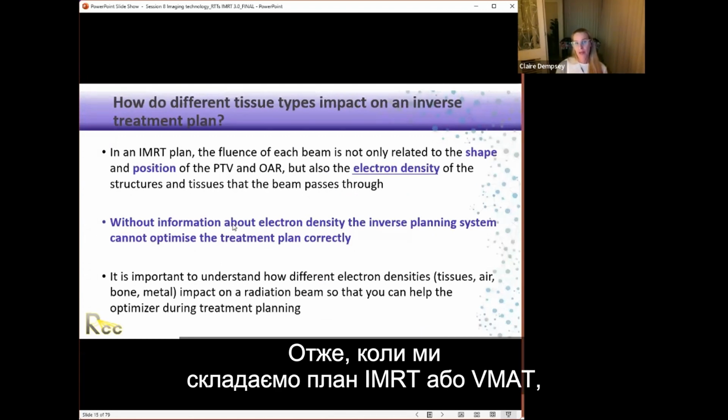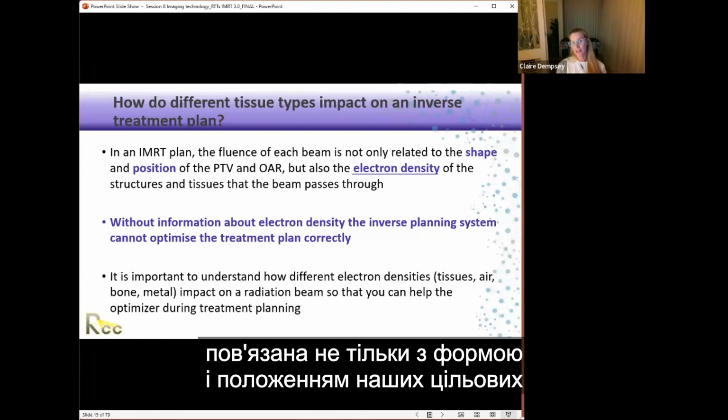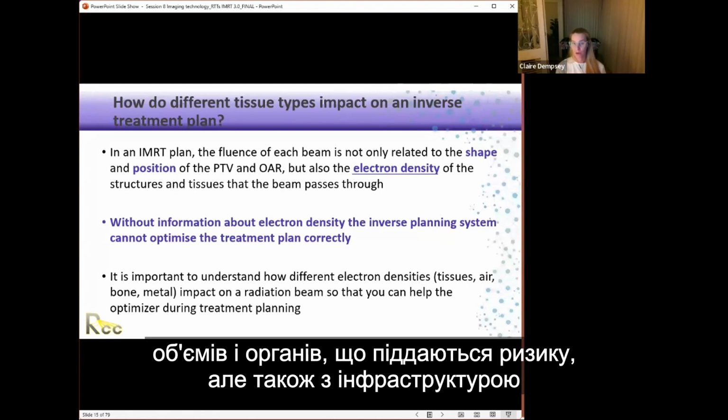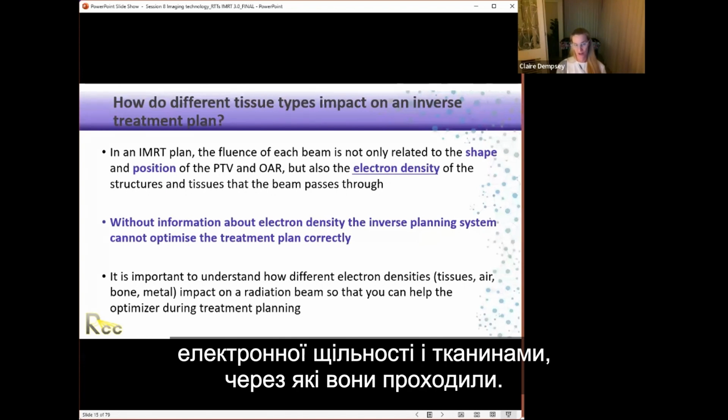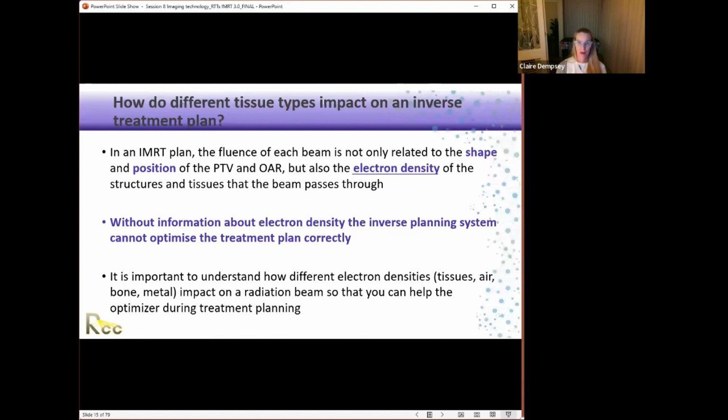So when we're doing an IMRT or VMAT plan, the fluence of each beam that we just looked at is not only related to the shape and the position of our target volumes and our organs at risk, but it's also related to the electron density of the structures and the tissues that the beam passes through. There's a lot of things that the planning system has to think about.